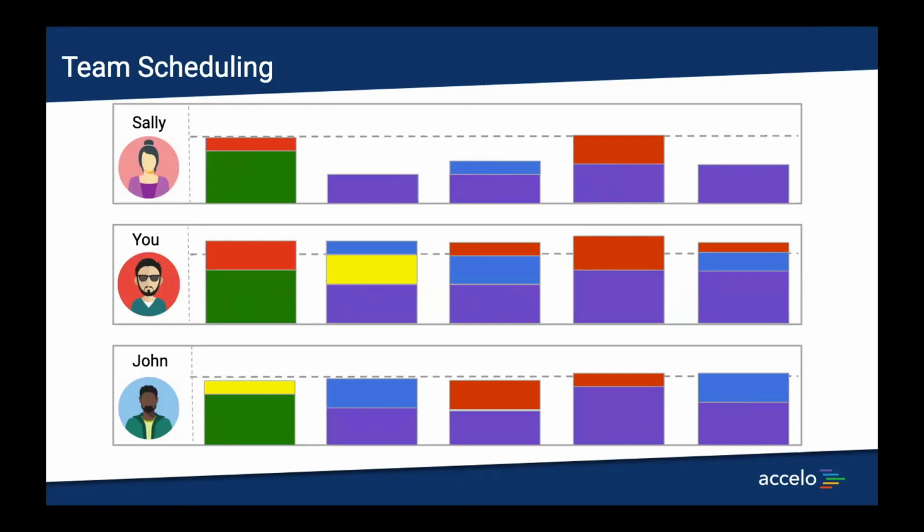As we can see in this particular screen, Sally is a little underbooked. If we use that dotted line as the total number of hours that maybe we can work in a given week, we can see that she's a little underutilized. We can see that ourselves as the owners are a little overutilized, and John is looking just about right. His utilization is almost at full capacity there.